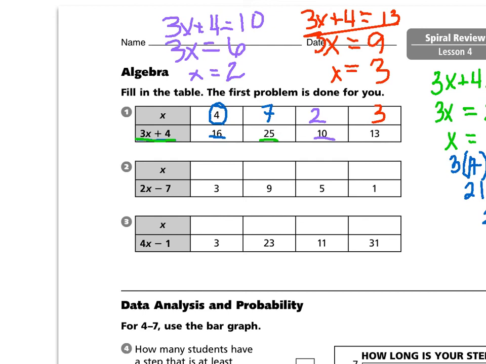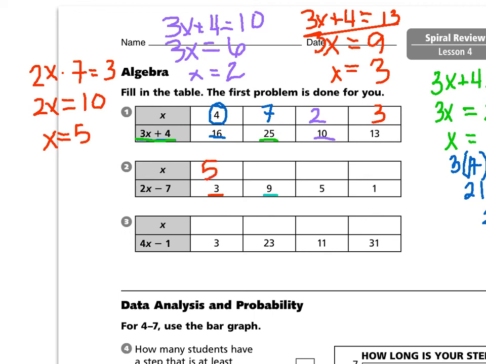Let's move on to number 2, where I'm going to start with the 3 in the equation 2x minus 7 equals 3. I'm going to do 2x, and then the minus 7 inverse would be plus 7, so 3 plus 7 is 10. And then 2 times x would be divide by 2, so 10 divided by 2 equals 5.